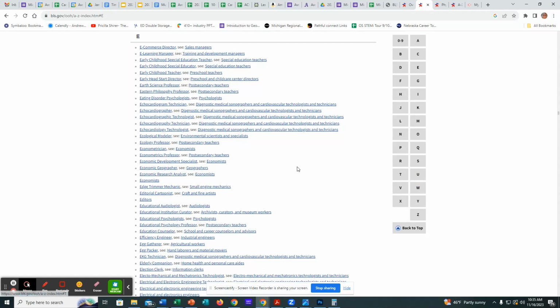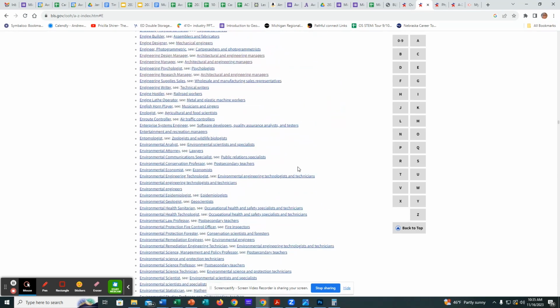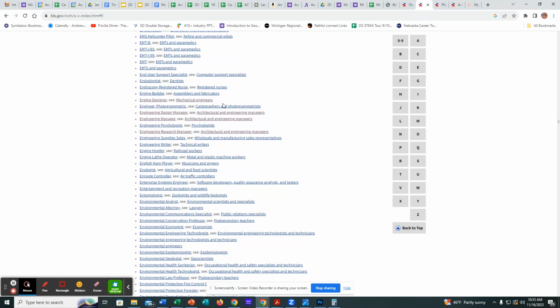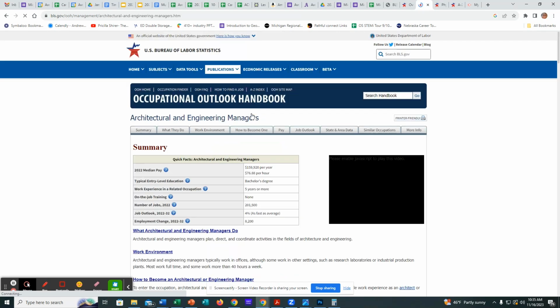So I'm going to go to E, and I'm going to scroll down until I find engineers, which is way down here. Now, let's take a look at what's in here. There's not a whole lot of specific engineers listed. We've got engine designer, mechanical engineer. We've got cartographers. We've got architectural and engineering managers. And then engineering psychologist. So nothing for civil engineer in here. But I know that civil engineering often kind of goes with architectural things. So I'm going to go ahead and click on this architectural and engineering managers. It's the closest thing I can think of.